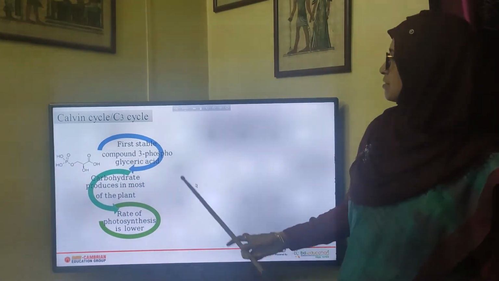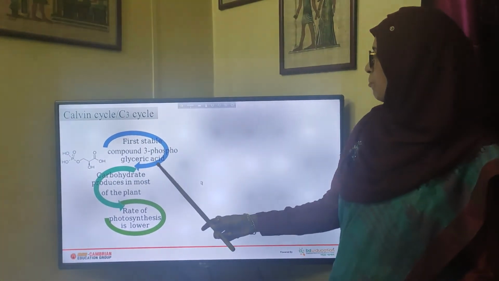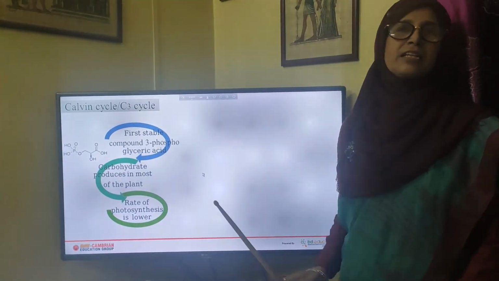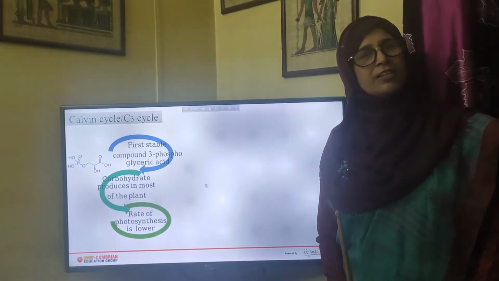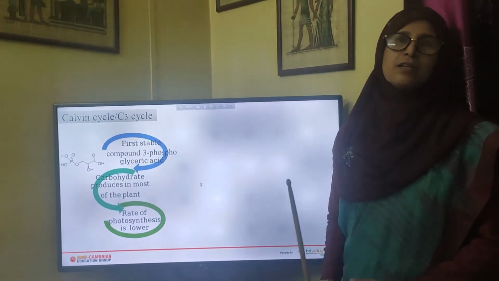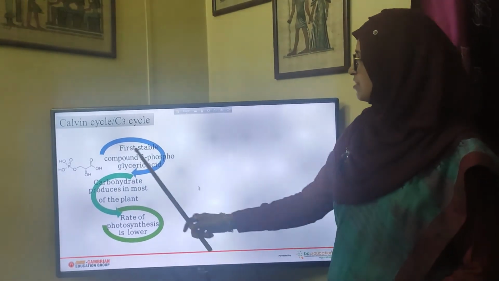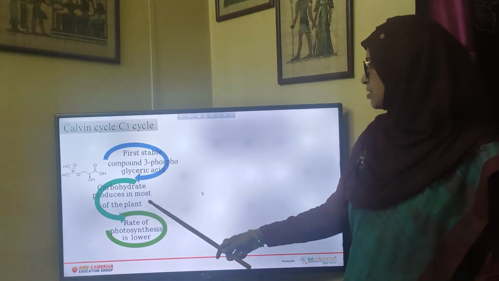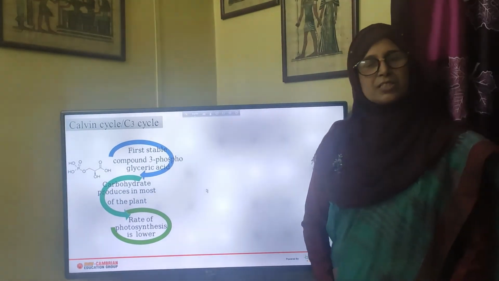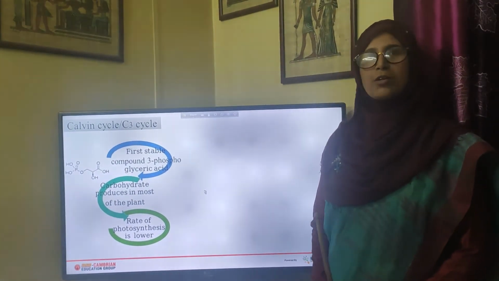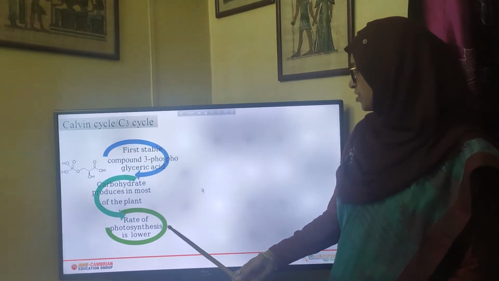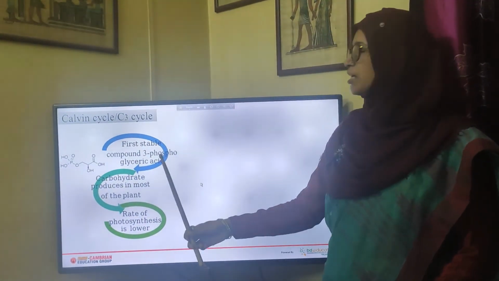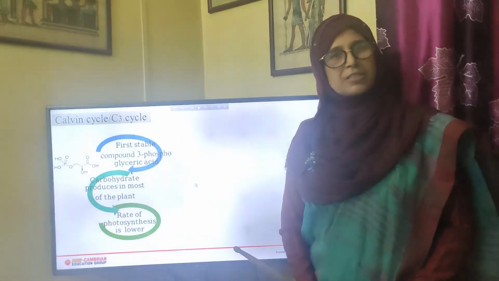What happens in this process? The first stable compound is 3-phosphoglyceric acid, and according to this 3-phosphoglyceric acid, this cycle is known as the C3 cycle. And since Calvin discovered it, this cycle is also known as the Calvin cycle. This is the structure of 3-phosphoglyceric acid. Secondly, carbohydrate is produced by most of the plants, that means most plants produce carbohydrate by this process. And the rate of photosynthesis is lower, and adaptation capacity is less.